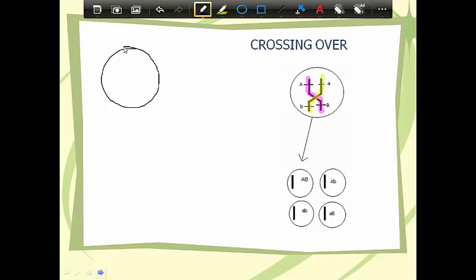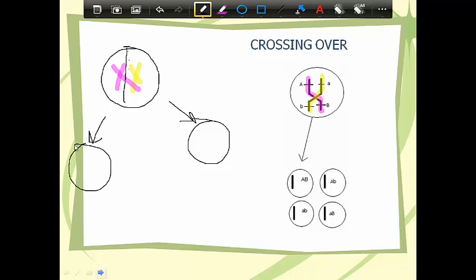They've lined up in metaphase 1, so they're right across from each other. Remember, they cross over, so I'm going to draw them overlapping so that when they separate out into two cells, a piece of each chromosome actually rips off and sticks to the opposite chromosome.